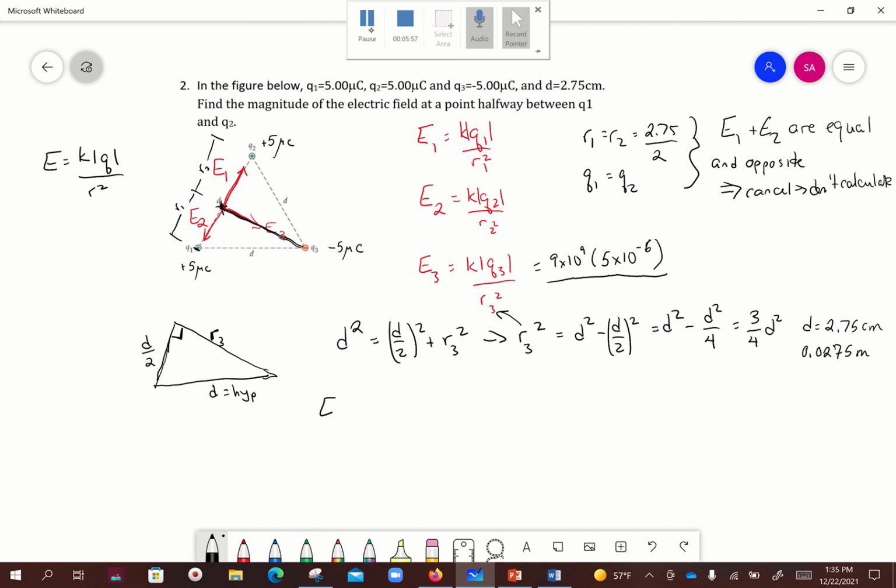All right, so let's put that in. So E3 is equal to k, 9 times 10 to the 9, times 5 times 10 to the minus 6, and in the bottom here, I'm going to have 3/4 of 0.0275 squared. I get 7.93 times 10 to the 7. And the units for electric field are newtons per coulomb, or, as we'll learn in the next chapter, could also be volts per meter. All right, so that's the size of the electric field.